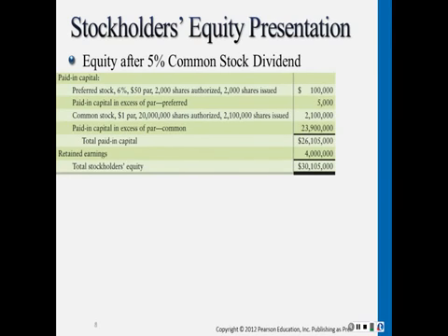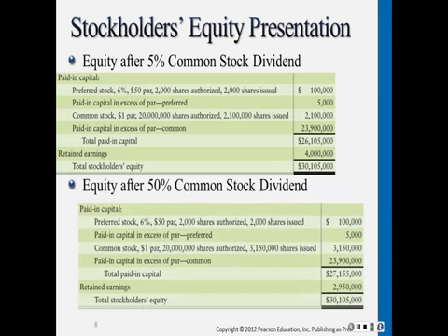Here is the stockholders' equity after stock dividends. Note that with a 5% common stock dividend, total stockholders' equity stays at $30,105,000. Total paid-in capital increased $5 million, and retained earnings decreased $5 million. Notice that the large stock dividend also does not change stockholders' equity of $3,105,000. However, total paid-in capital increased $1,050,000, and retained earnings decreased $1,050,000.